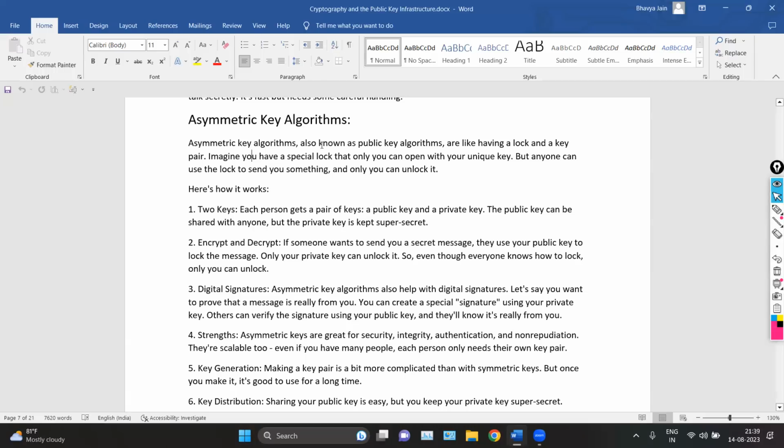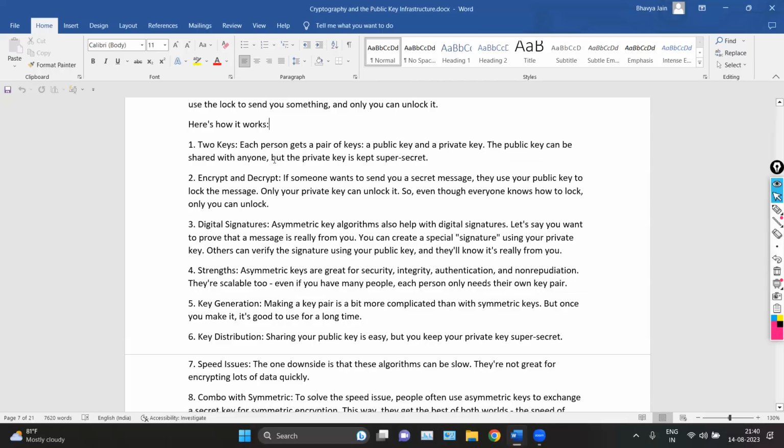That is known as the asymmetric key algorithm, which is also known as the public key algorithm. It is like having a lock and a key pair. Imagine you have a special lock that only you can open with your unique key, but anyone can use the lock to send you something, and only you can unlock it. Okay, that is like a private and public scenario.